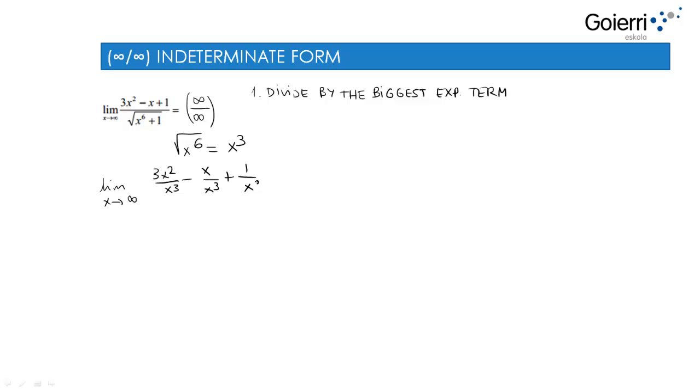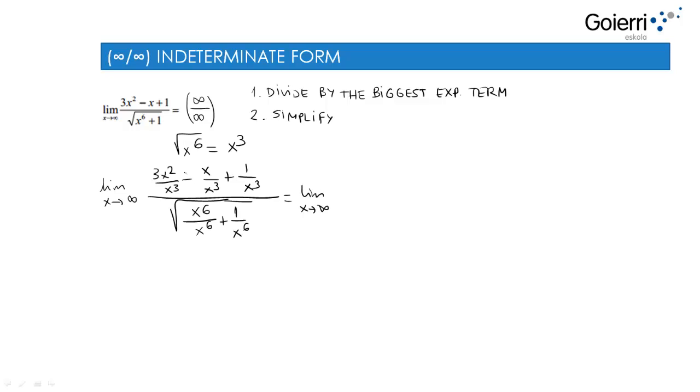You have to be careful when we have a square root. But x to the third, when we put it into the square root, is x to the 6. So remember this, yes? Okay, so the second step is to simplify. Let's go for it.